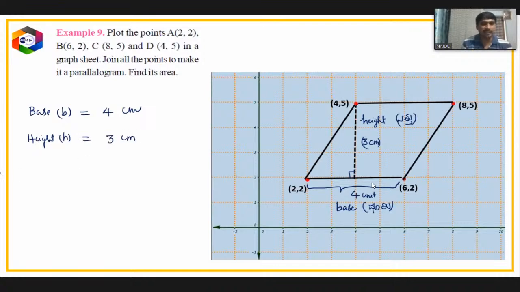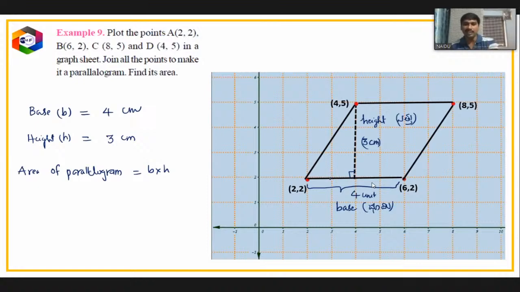Now it is asked to find the area. So what will be the area of the parallelogram? As we know, the area of a parallelogram is equal to base into height. Base is any one of the sides. In general we take the side which rests on the horizontal surface as the base, but we can take any one of the sides as the base.